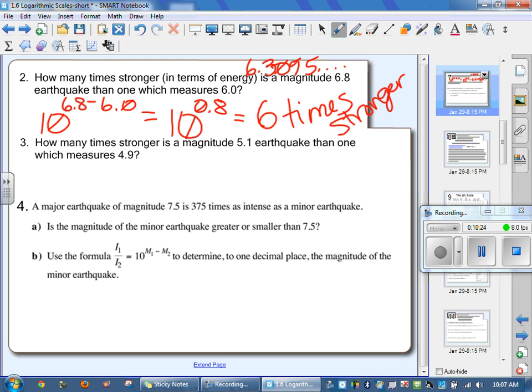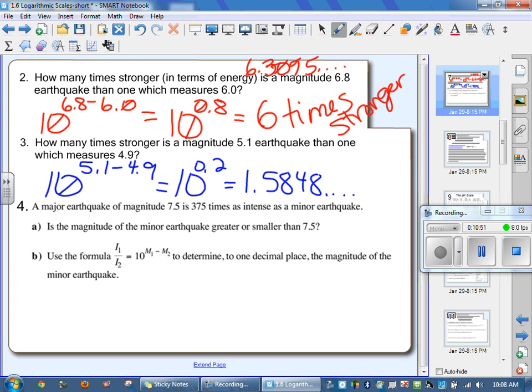Okay, let's try 3. How many times stronger is a 5.1 than a 4.9? You guys do that one. Push pause now and play when you're ready. Okay, taking a look at number 3. We should have set it up this way: 10 exponent 5.1 subtract 4.9, to give us 10 exponent 0.2. Well, that's going to give you 1.5848 and so on, which rounds to 1.6. So it's going to be 1.6 times stronger.